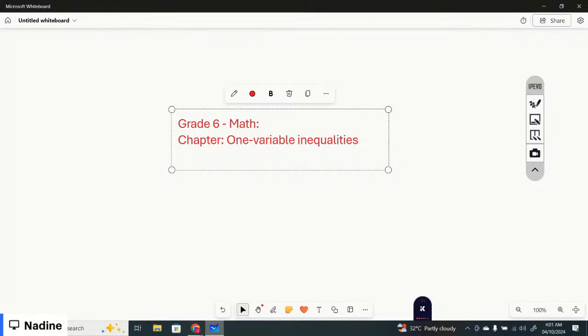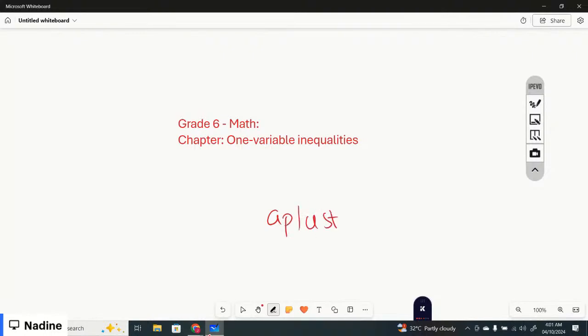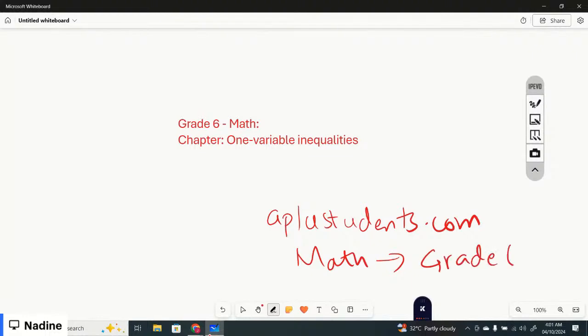We are here for grade 6 math. You can find all the lessons on aplusstudents.com. You have to log in there using your email address and the password provided by the administrator. Then select math from the subject tab, scroll down to grade 6 math and click on view all lessons. There you can find the list of the chapters.